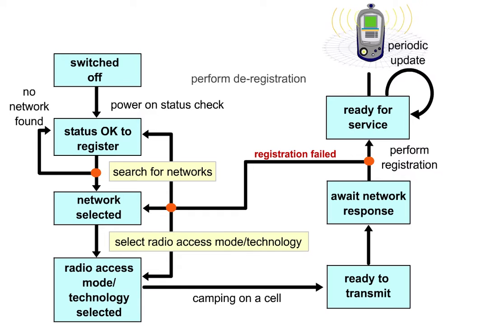With the function perform deregistration, the user equipment logs off the network and returns to the switched off state.